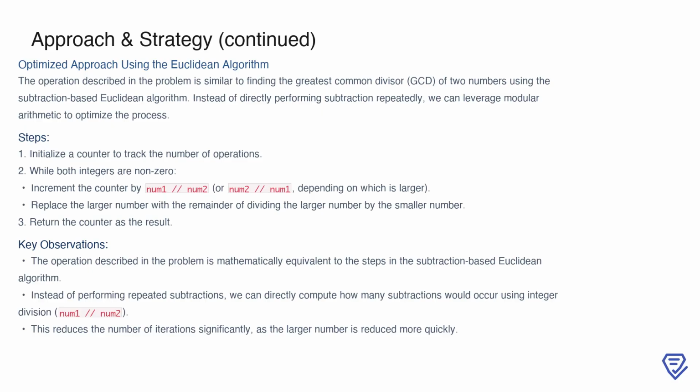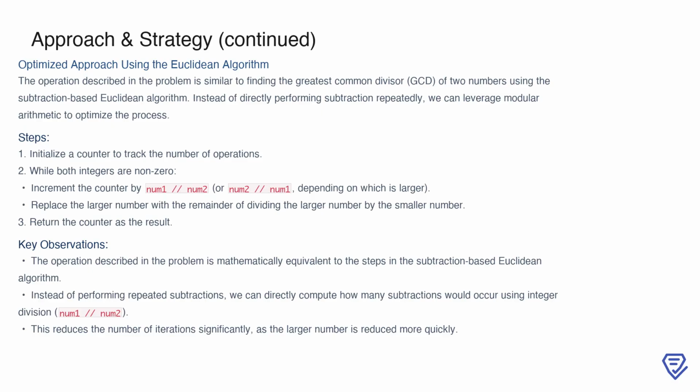Here's the process. We start by initializing a counter, just like in the brute force method. Next, while both numbers are non-zero, we increment the counter by the result of the integer division of the larger number by the smaller one. This step accounts for how many subtraction operations would have been performed if we used the brute force method. Then, we replace the larger number with the remainder of the division. This process is repeated until one of the numbers becomes 0, and the counter is returned as the result.